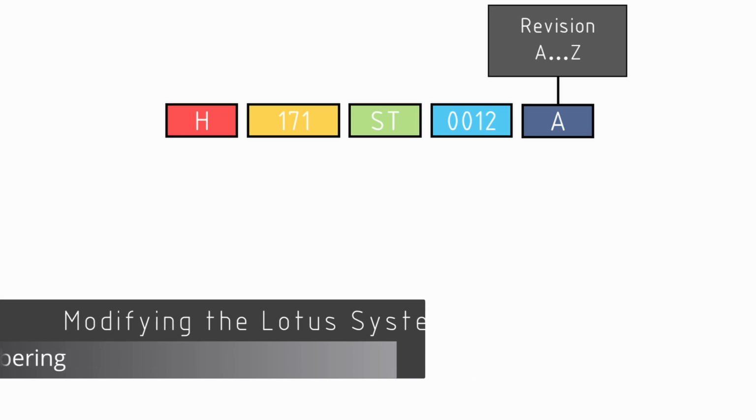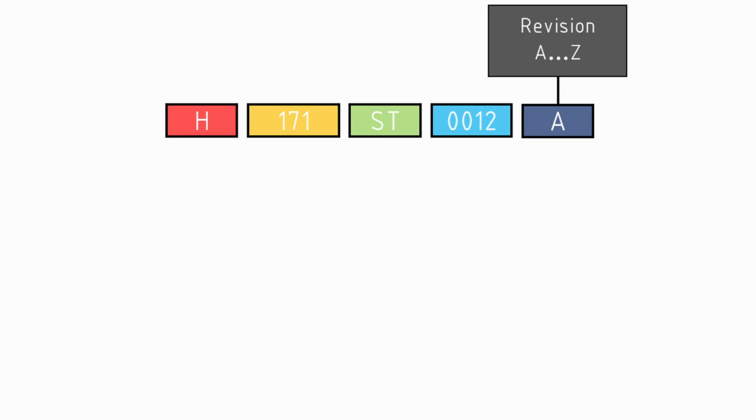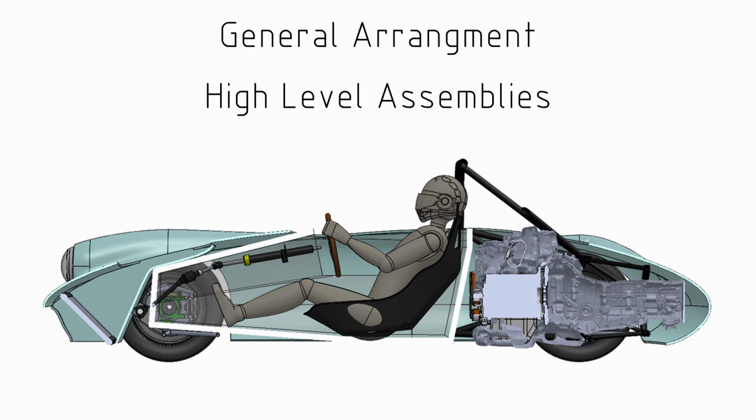Now I'm going to put another area code in here that I'll call GA, and that's going to be for my general arrangement models. So these are the assemblies that are going to really take parts from a number of different places and are really just our more top level assemblies.